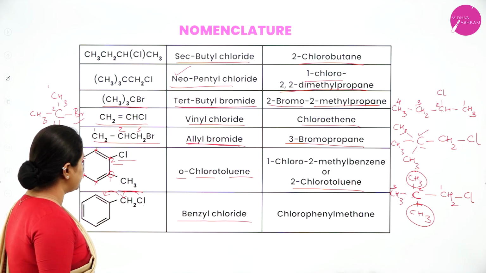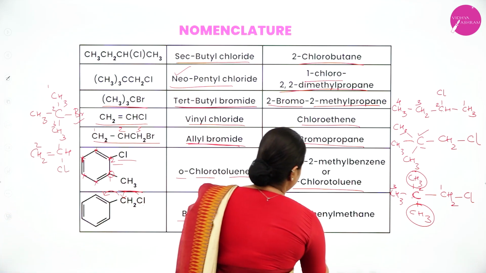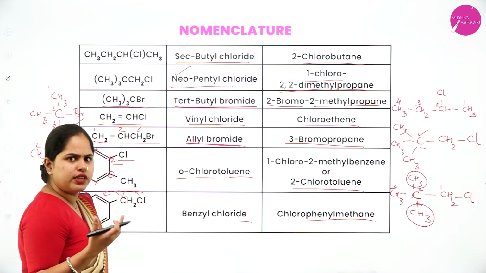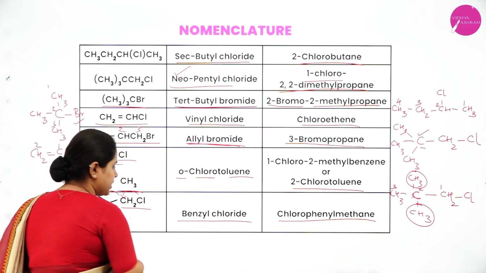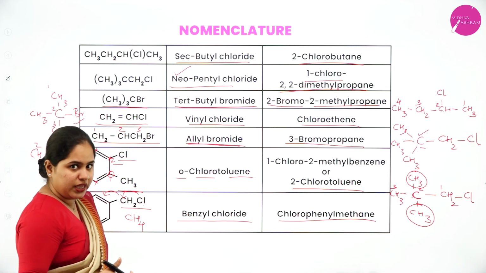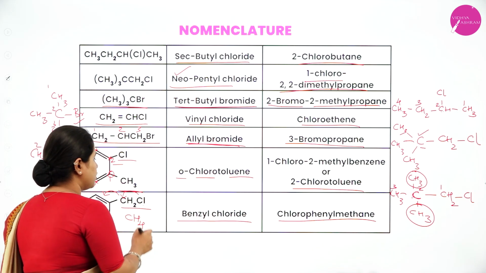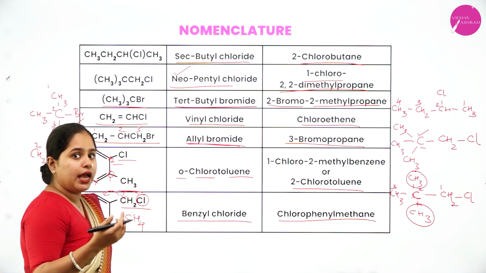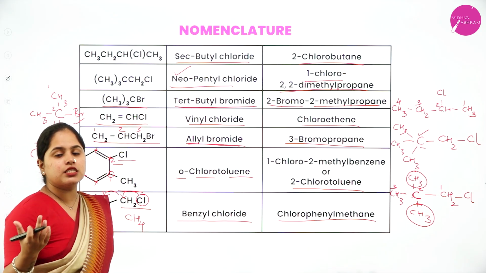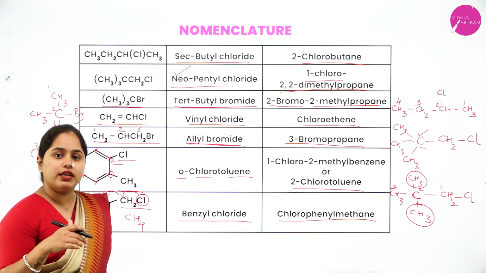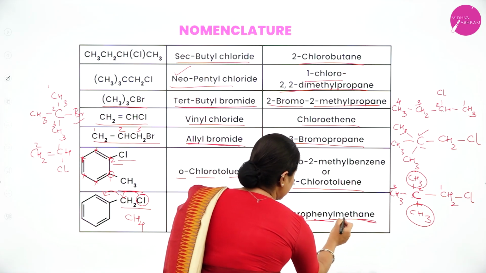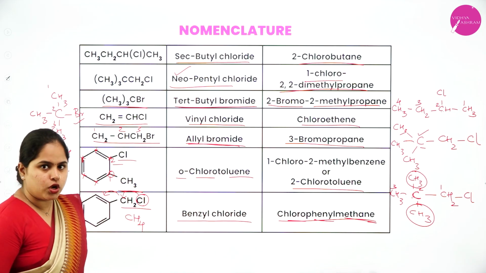Now what will be the IUPAC name here? It will be chlorophenylmethane. Now why is it called chlorophenylmethane? See, CH2Cl is here. The parent chain was actually CH4, that is methane, from which one hydrogen atom was removed and substituted by a chlorine. Another hydrogen atom is removed and you have a benzene ring. When the benzene ring is present as a substituent, we call it phenyl, not benzene. That is why you have chloro and phenyl, and the parent chain is methane. I hope it is clear.